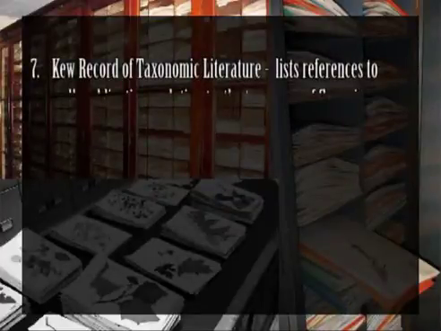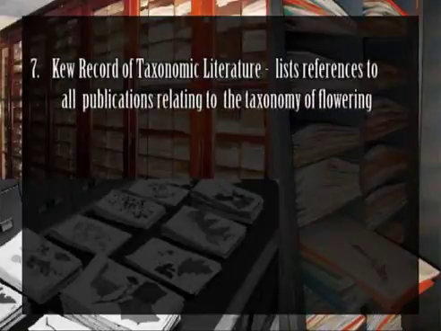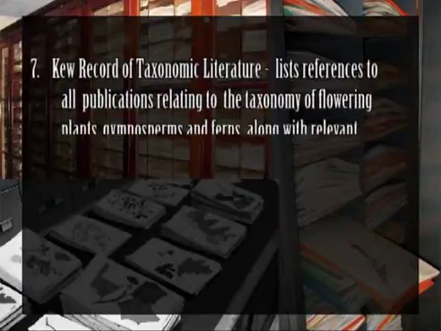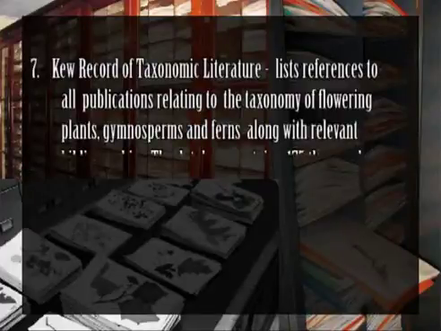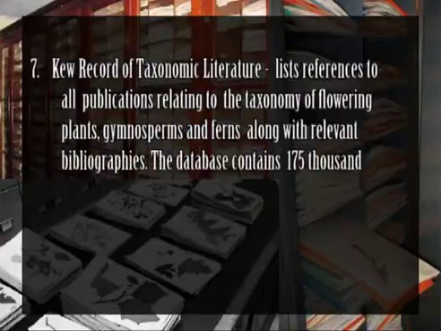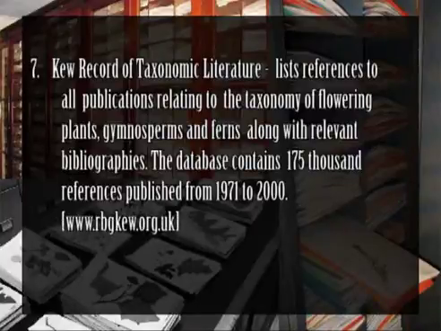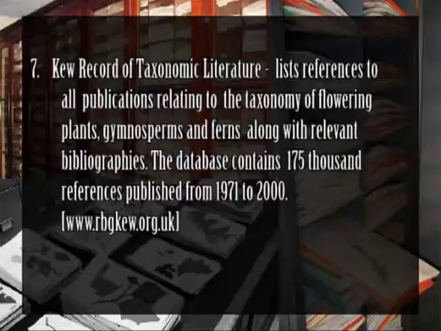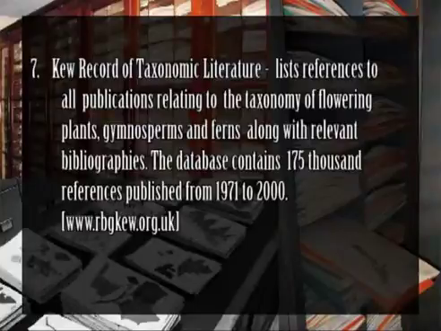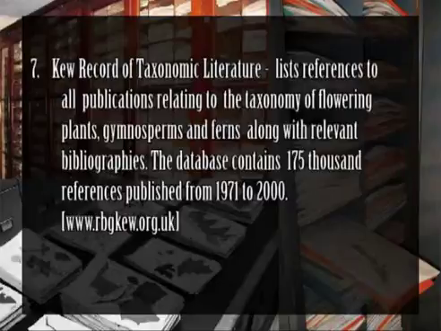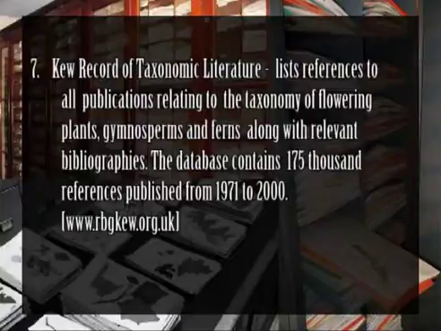This valuable resource lists references to all publications relating to taxonomy of the flowering plants, gymnosperms and ferns, along with reference to phytogeography, nomenclature, chemotaxonomy, molecular taxonomy, chromosome surveys, palynology. All these are also included along with the relevant bibliographies. The database currently contains some 175,000 references published from 1971 to 2000, with new references being added once a week.